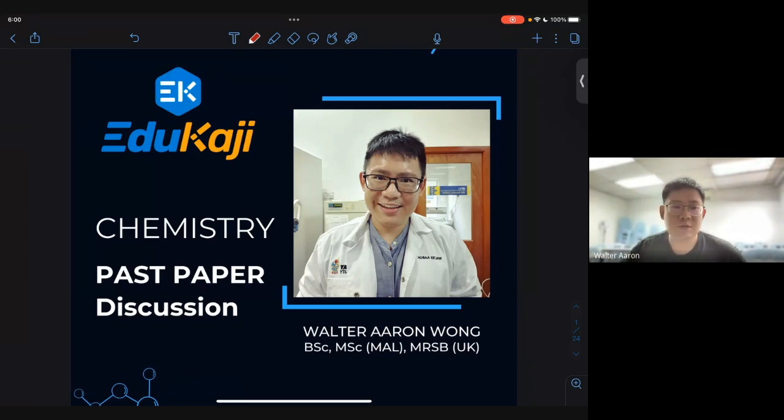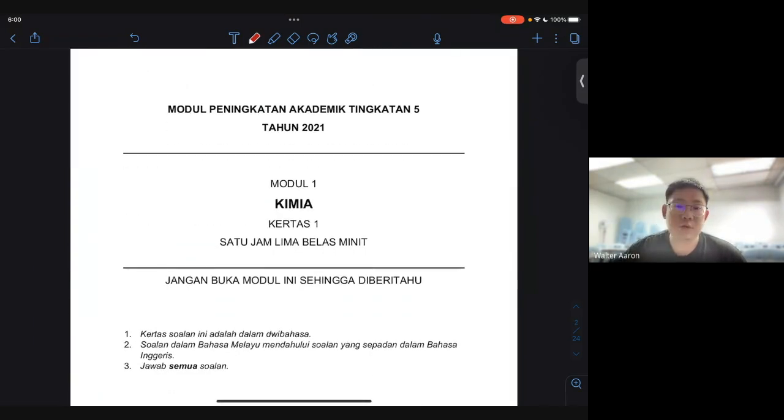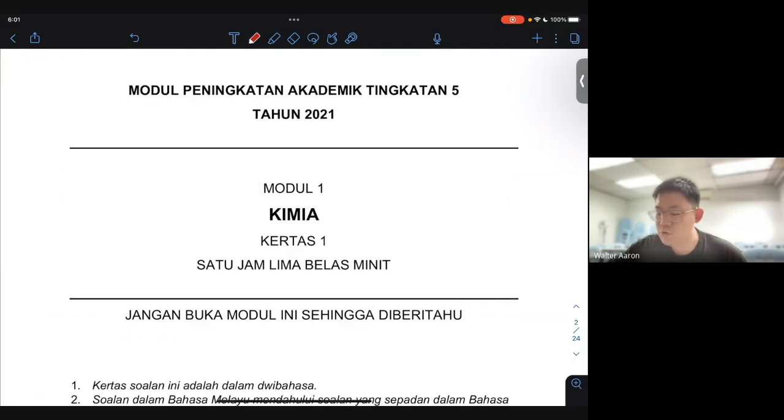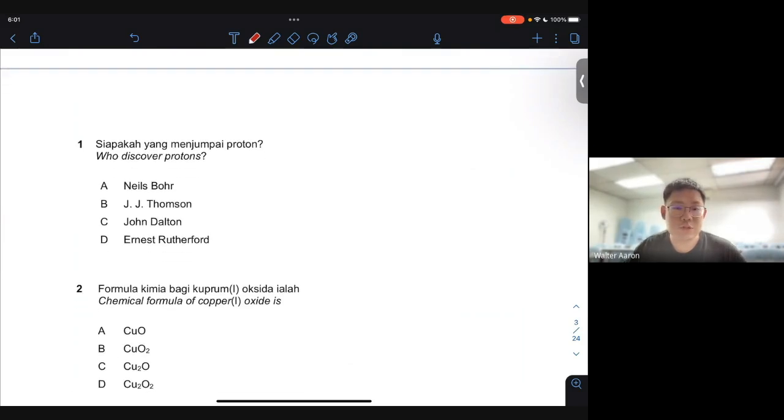And today's lesson will be based on the past trial paper for year 2021. This is the Kedah paper, first set. We're going to discuss module 1 for paper 1. So without further ado, let's take a look at the first question.